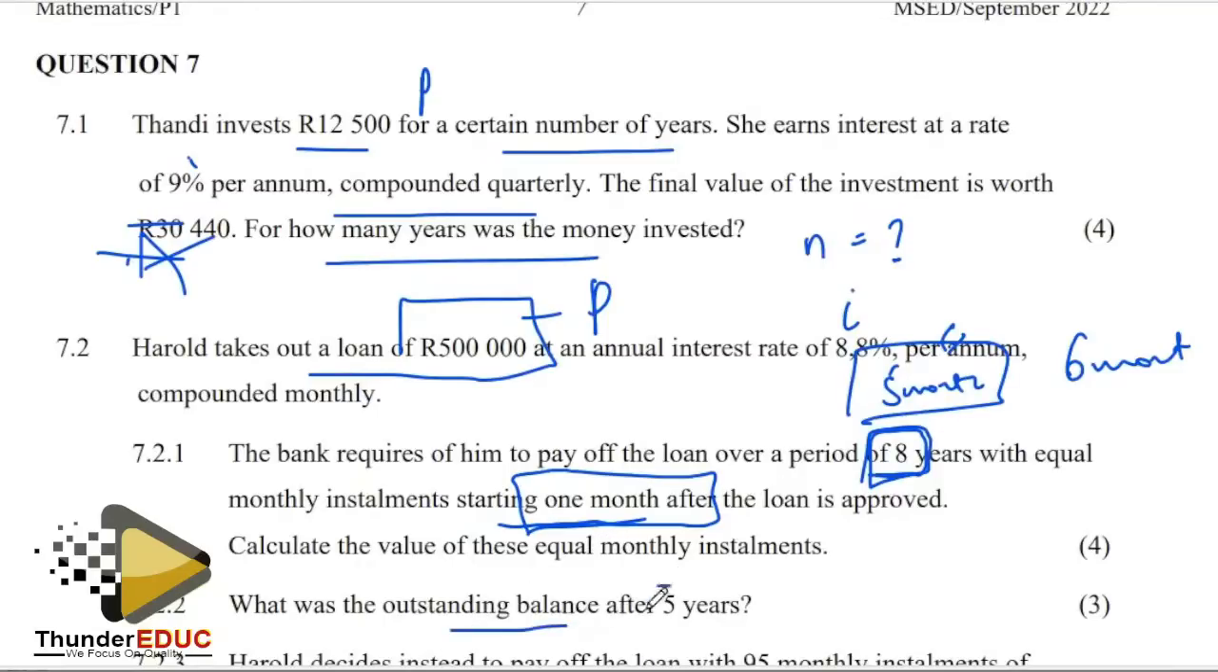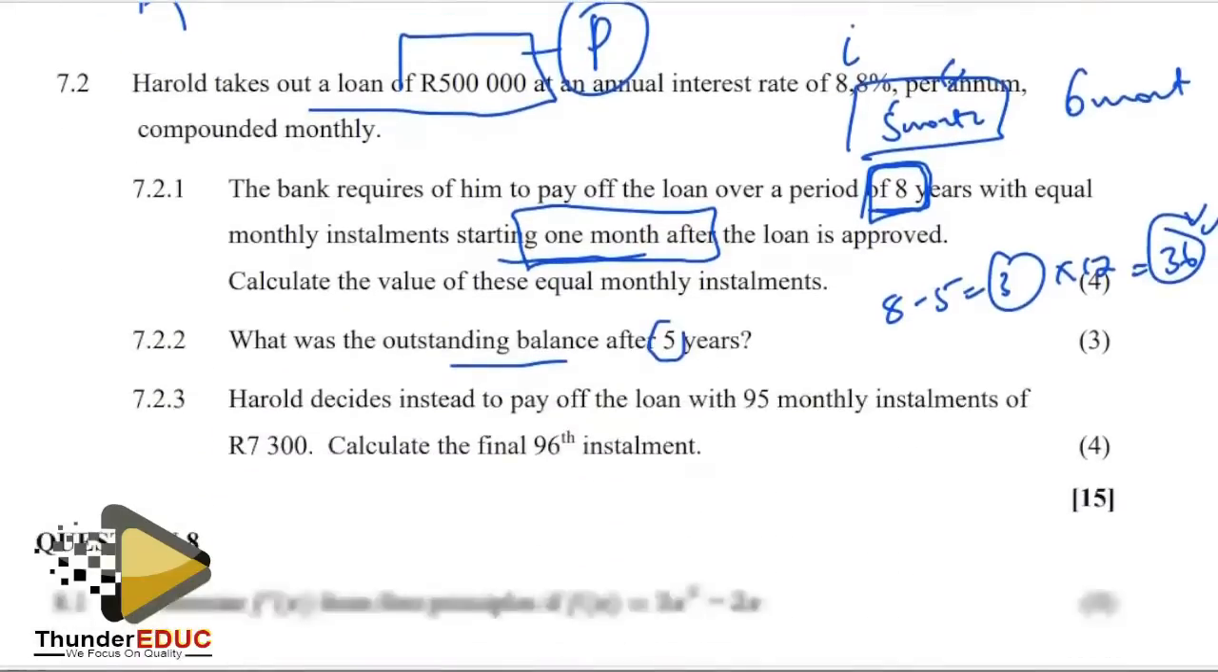Outstanding balance after 5 years, remember the period was 8 years. So if you get 8 minus 5, you're going to have 3 years left. 3 times, this is monthly, no? We're going to get 36 months. So use the present value formula, okay, with the same installment that you got in 7.2.1, where there is N, put a 36. Whatever you get becomes your outstanding balance.